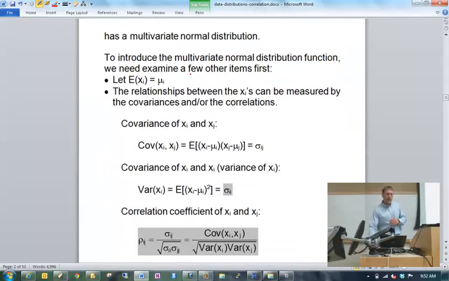Now before I can actually present the equation for the multivariate normal distribution, we need to make sure that you understand a few other items first. Okay, so here's the setup. Let the expected value of x sub i be equal to mu sub i. So for the ith variable, it has a mean of simply mu sub i.